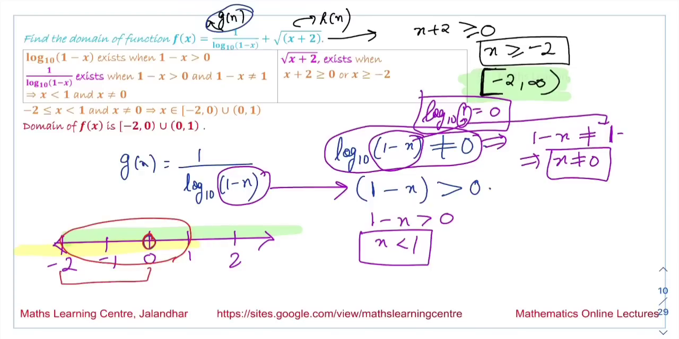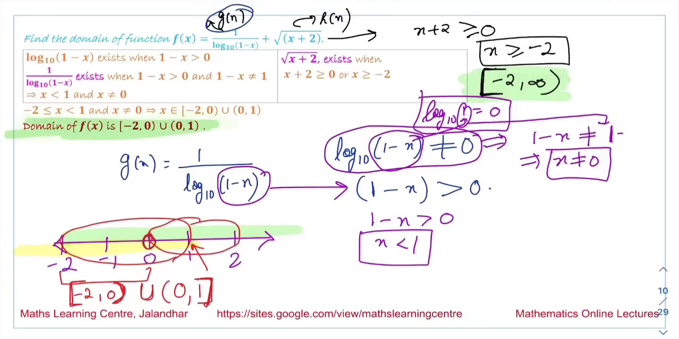So the interval we obtain is minus 2 to 0, closed at minus 2, open at 0, union 0 to 1, and it is closed at this point 1. So this is the domain of the function f(x) that we will have.